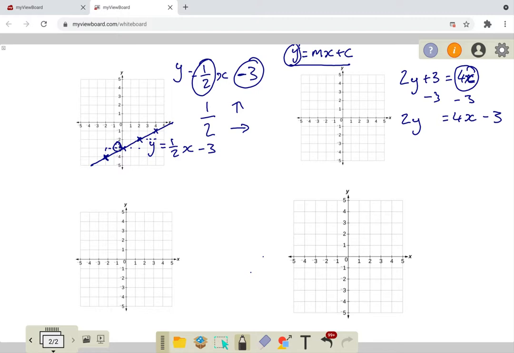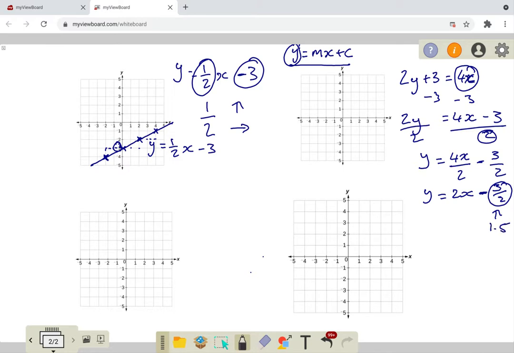Now I still haven't got y as the subject. I've got 2y as the subject. So I'm going to divide by 2 on both sides. If I divide by 2 on both sides, I get y on the left hand side, and on the right hand side 4x minus 3 over 2, which I can also write as 4x over 2 minus 3 over 2. Okay, I've just put the 2 divide by 2 on both terms. Now I can simplify further. I get y equals 2x minus 3 over 2. Okay, and 3 over 2 is 3 divided by 2, which is 1.5.